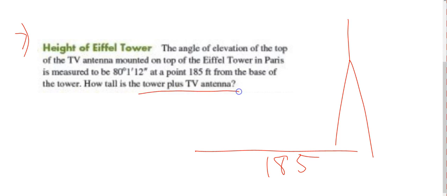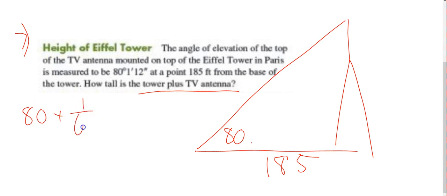So notice that it says tower plus antenna. They are not asking me for the tower. They're not asking me for the antenna because I won't be able to figure that out. They would have to give me more measurements to be able to do that, and they haven't. So they measured this right here to be 80 degrees plus 1 minute plus 12 seconds. That takes us back. We haven't done that stuff in a couple days. 1 divided by 60 plus 12 over 3600. Can I get a witness on 80.02?